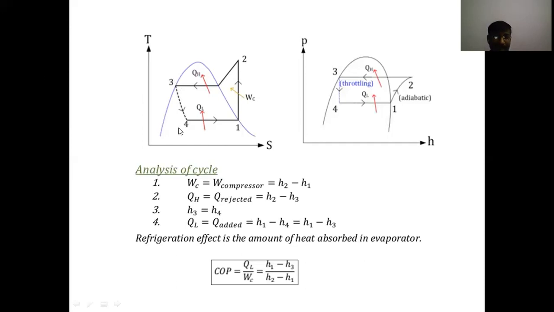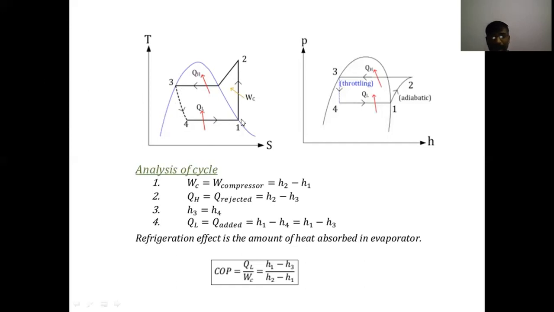But the vapor part does not absorb the heat in the evaporator. In the further process, the vapor has no use, but the liquid absorbs the heat in the evaporator. Liquid is the only required refrigerant state to absorb the heat in the evaporator. So, 3 to 4 is the expansion process, an isenthalpic process in the expansion valve or throttle valve.